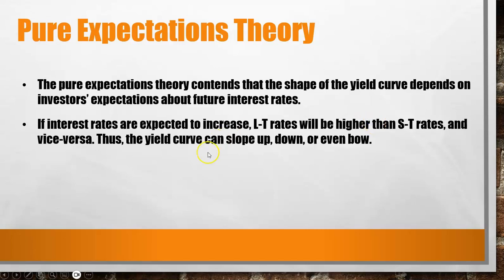Pure expectations theory. The pure expectations theory contends that the shape of the yield curve depends on investors' expectations about future interest rates. Do we think rates are going to go up or down? If interest rates are expected to increase, long-term rates will be higher than short-term rates, and vice versa. Thus, the yield curve can slope up or down for long-term rates.